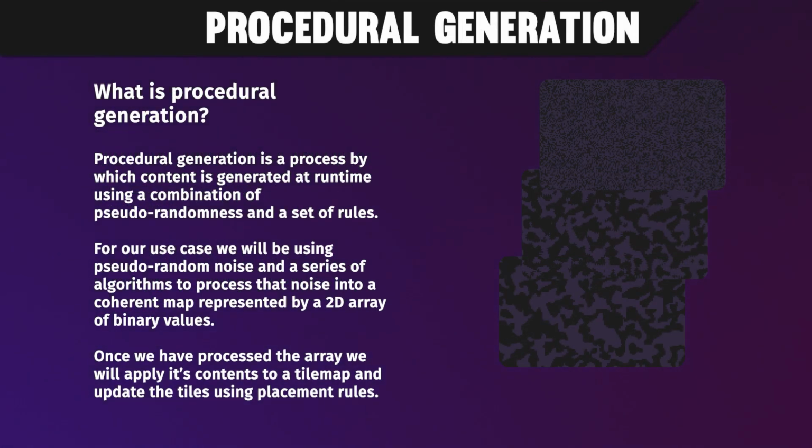And what is procedural generation? Procedural generation is a process by which content is generated at runtime using a combination of pseudo-randomness and a set of rules. For our use case, we'll be using pseudo-random noise in a series of algorithms to process that noise into a coherent map represented by a 2D array of binary values. Some of the algorithms we'll be using include an implementation of cellular automata as well as a flood fill algorithm.